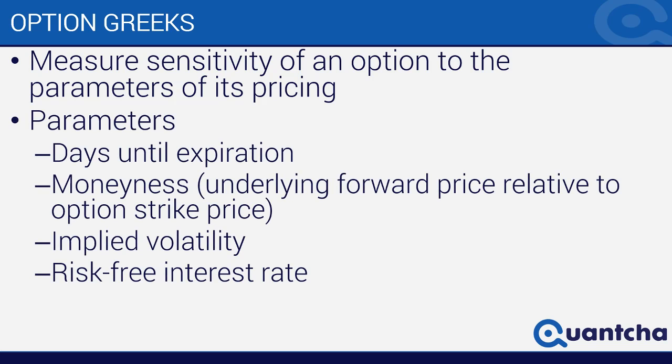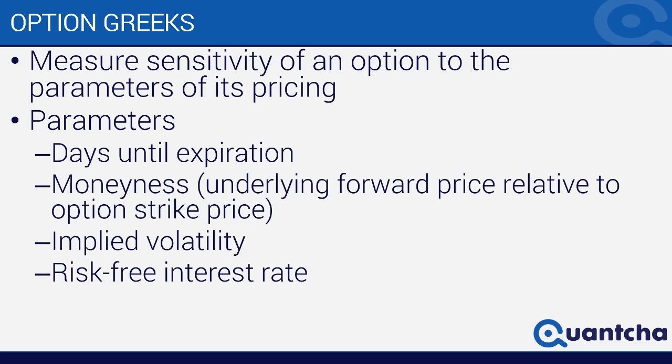Now, the parameters that are used, and this is a summary, not extensive, for option pricing. This is, for example, going into Black-Scholes. You have the days until expiration for the option. That's the obvious one: how long do I have this option for? The next one is the moneyness of the option, which is really saying how the strike price of the option relates to the underlying's forward price.